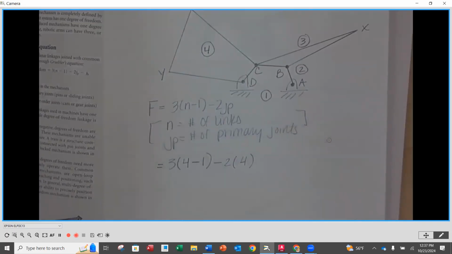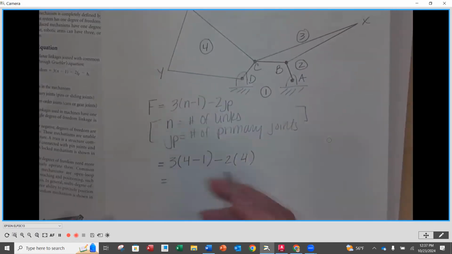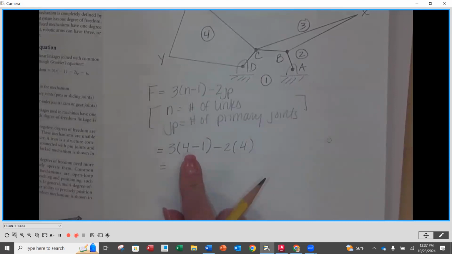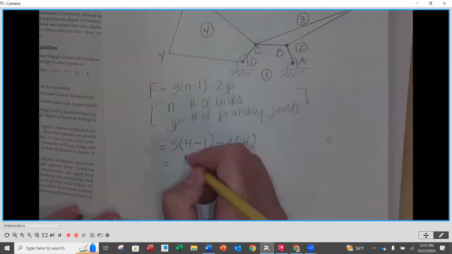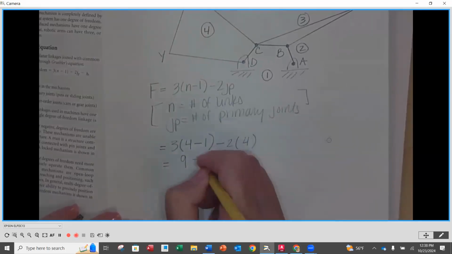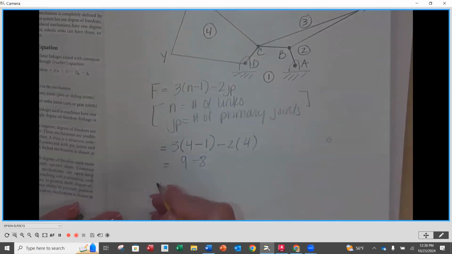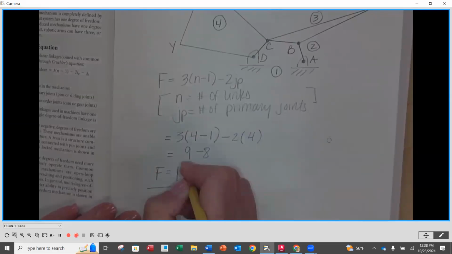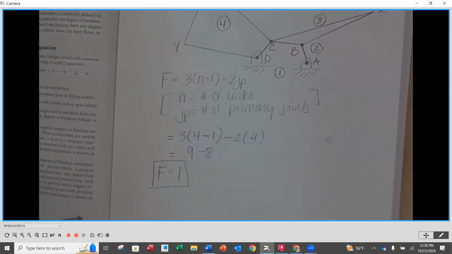Okay. So now we're going to do that math. If I take in the parentheses here, 4 minus 1, that's going to be 3, right? 3 times 3 is 9. 9 minus 2 times 4 is 8. My mobility for this problem is 1. You're going to put a box around your final answer. That tells me that you're done. This is the mobility value for this problem.